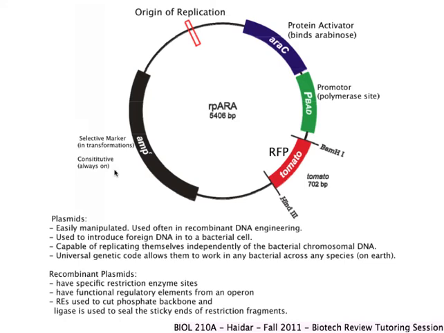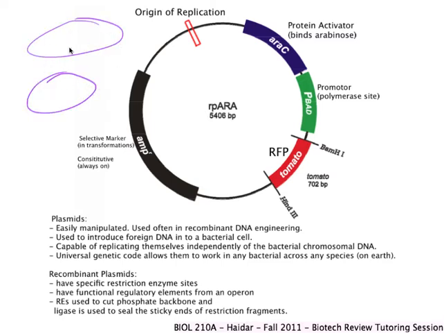So we'll go ahead and start with plasmids. So plasmids are very useful in recombinant DNA engineering. The main reason being is because they're easily workable. On their own, in real life, they are actually very useful.